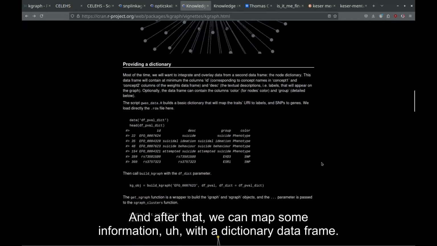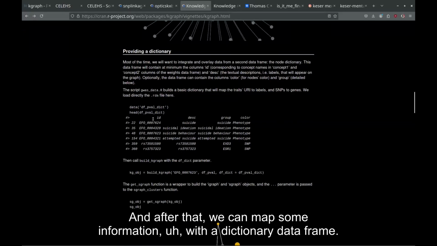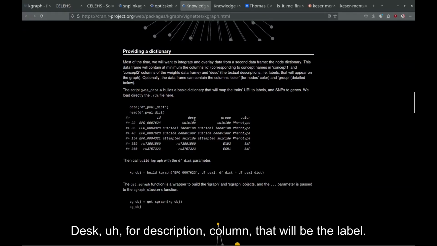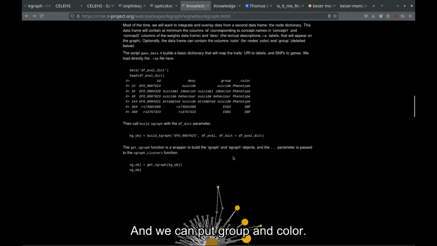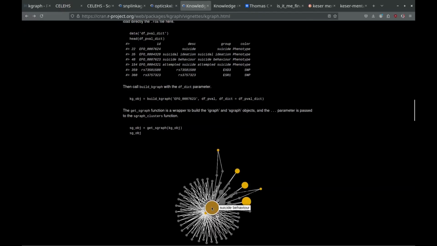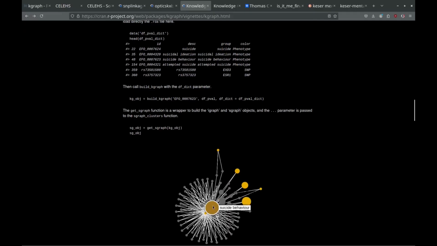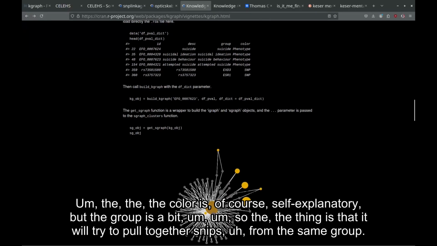And after that, we can map some information with a dictionary data frame. So in the dictionary data frame, we'll have a column ID that corresponds to the concepts we defined in our first data frame, a description column that will be the label, and we can put group and color. So it would look like this. Here, we don't have the EFO IDs anymore. We directly have descriptions. The color is, of course, self-explanatory, but the group is a bit less so.